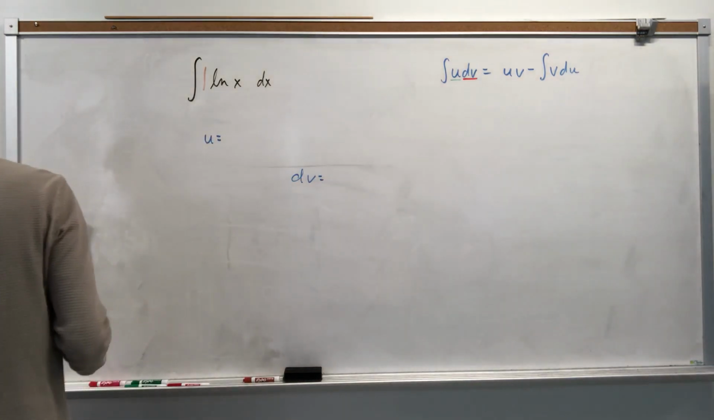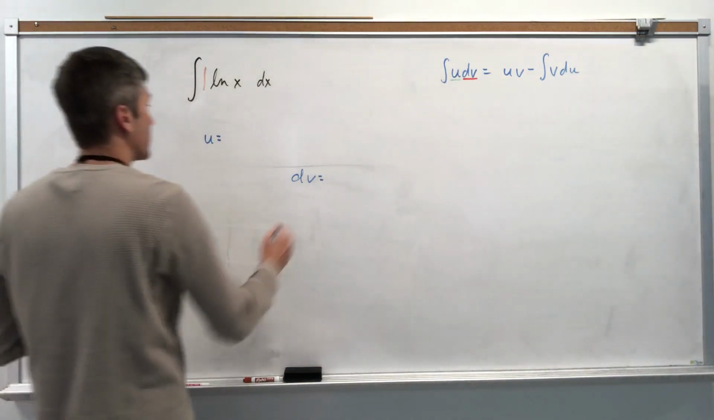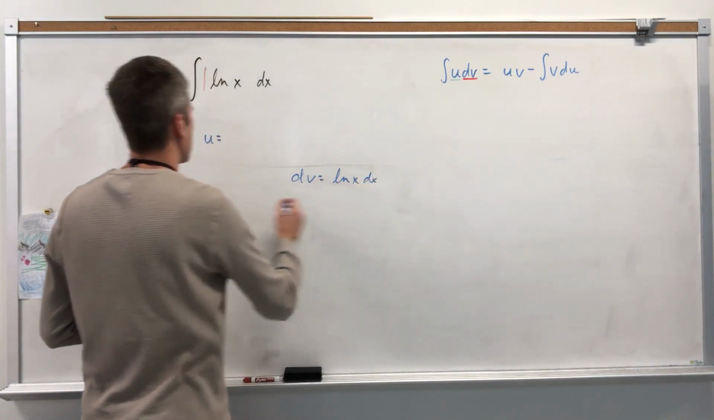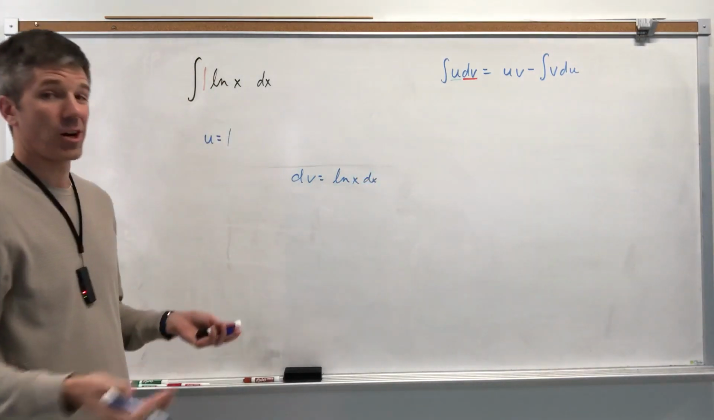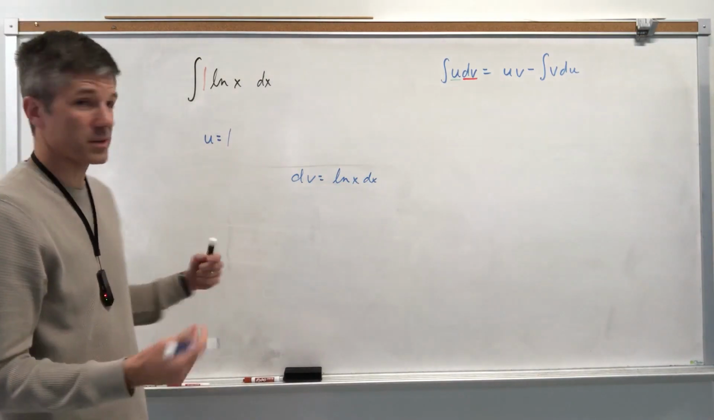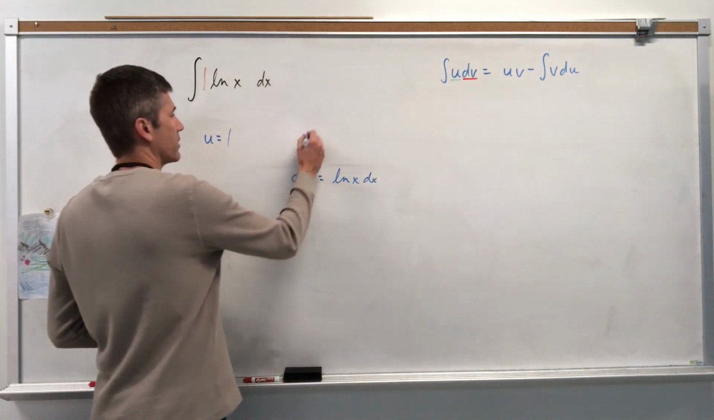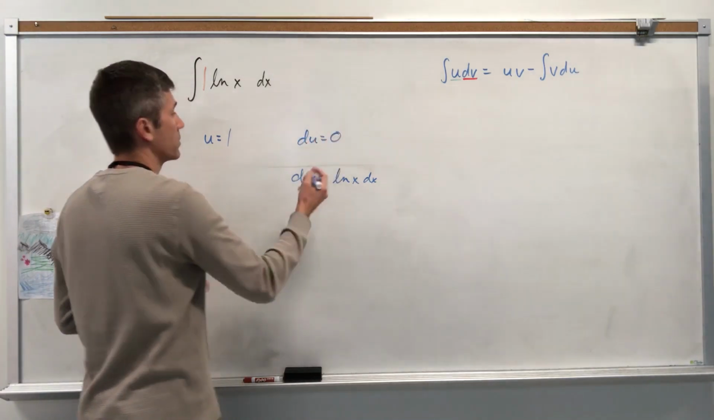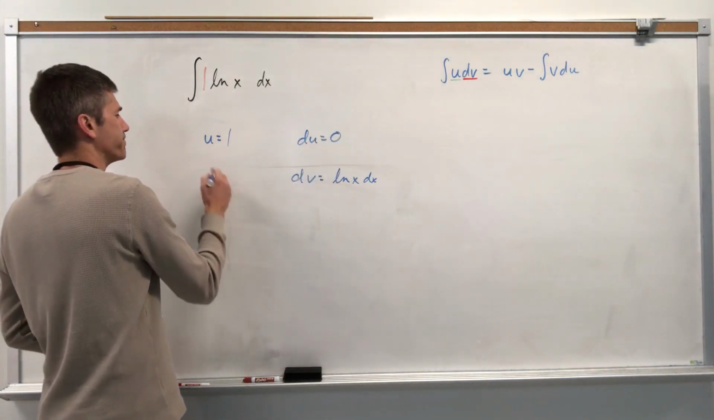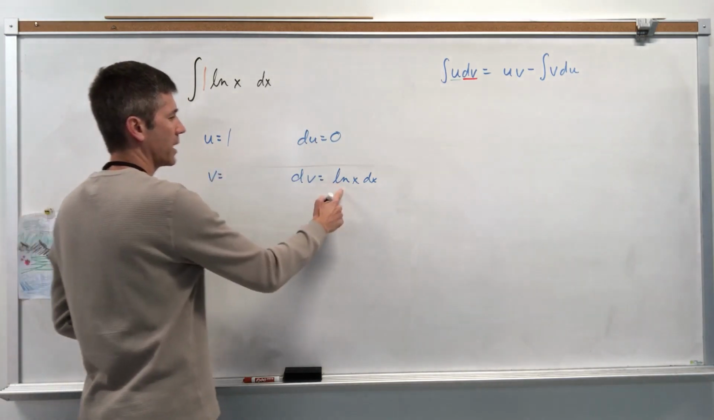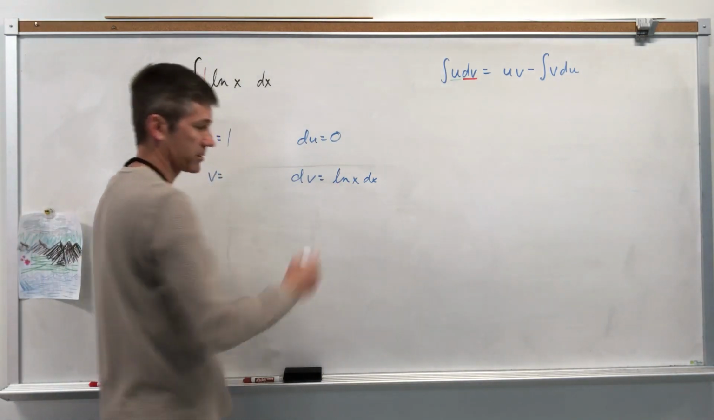I'm going to say that dV is the natural log of x dx, and that U is 1. Because based on our rules, we're supposed to say that U is the simple thing that becomes simpler when you take the derivative of it. So that would just be 0 du. Then that gives me V, which would be the antiderivative of natural log of x.